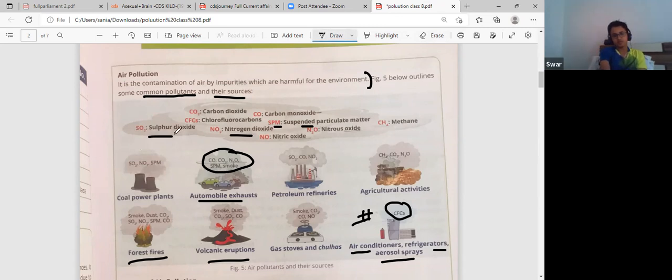Just write the examples, like petroleum refineries, this and this. But for the last one, also mention the pollutant, because it comes in the exam: what do the air conditioner or the refrigerator release? They release chlorofluorocarbons.